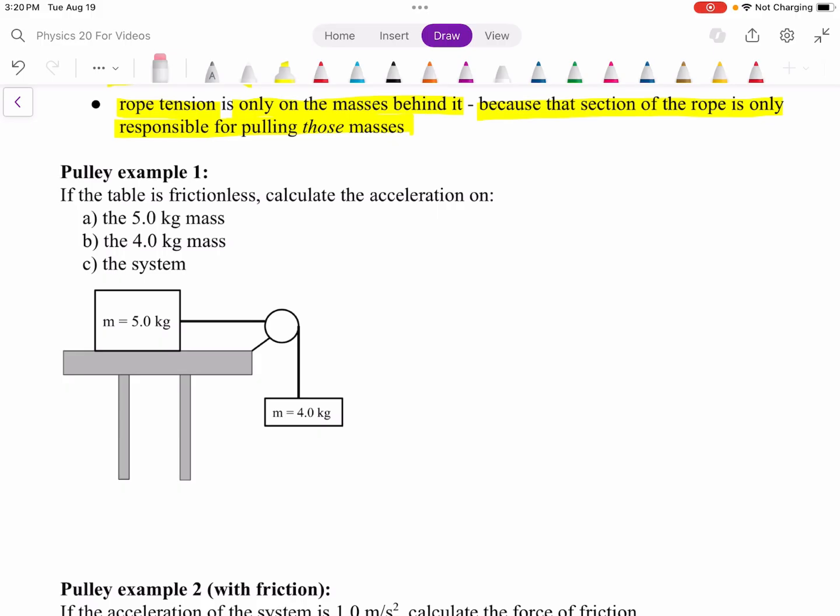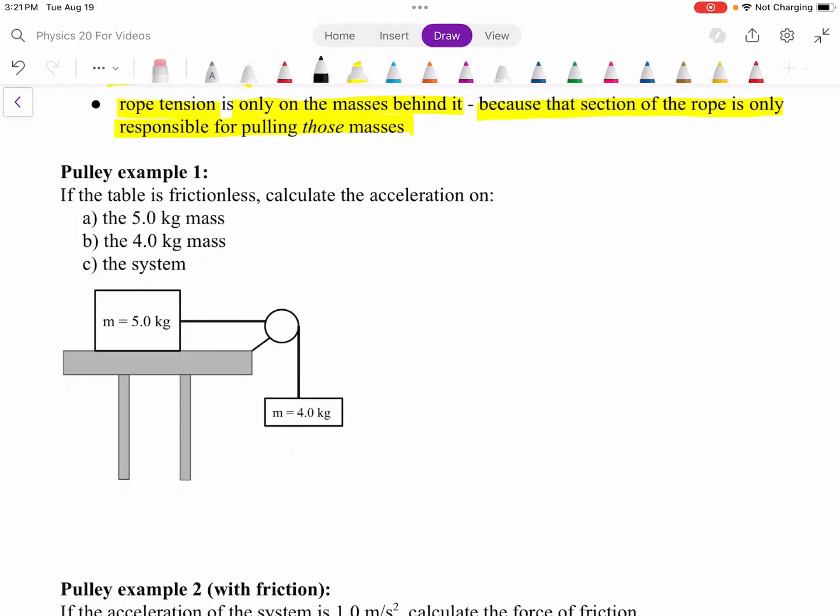Well, hang on a sec. If we answer A, can B be any different? No, they're attached. Can C be any different? No, the whole thing is accelerating at that, right? So by answering A, we're automatically answering B and C. The only difference will be direction. Because as this mass accelerates down because of gravity, this will accelerate to the right because of that same force of gravity.